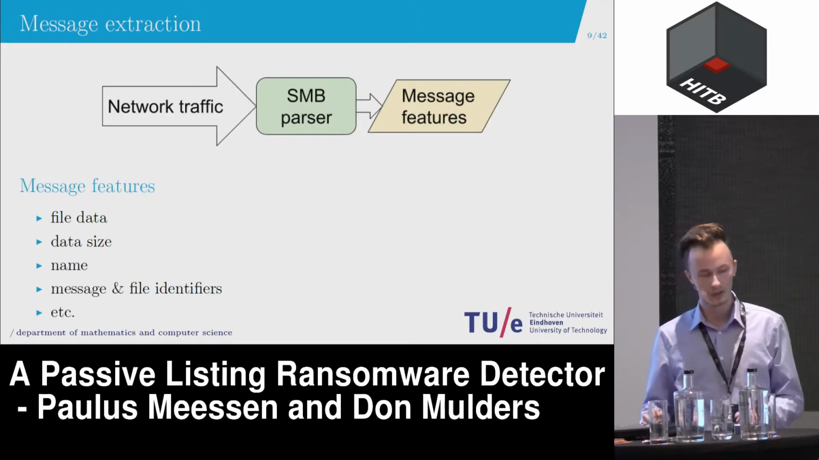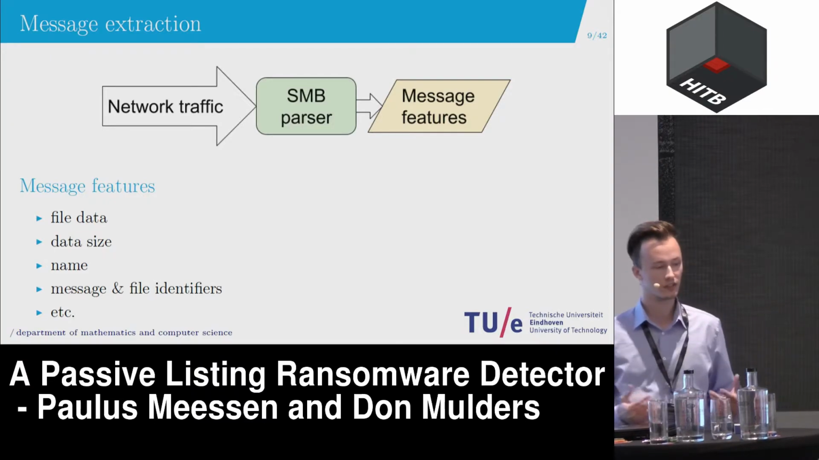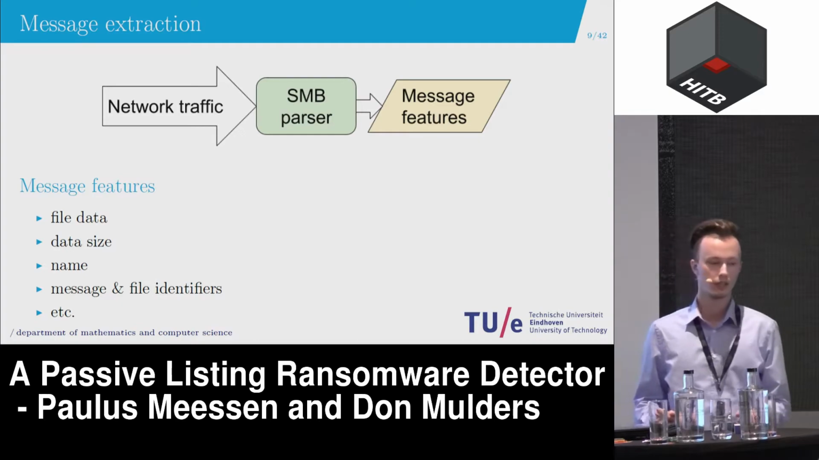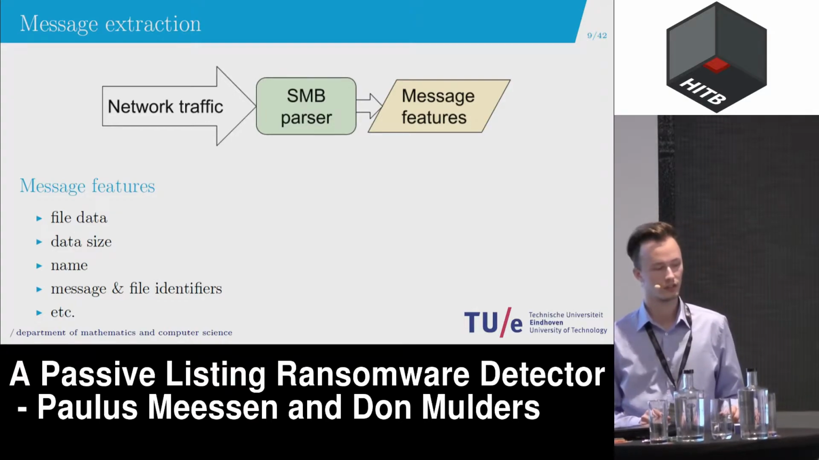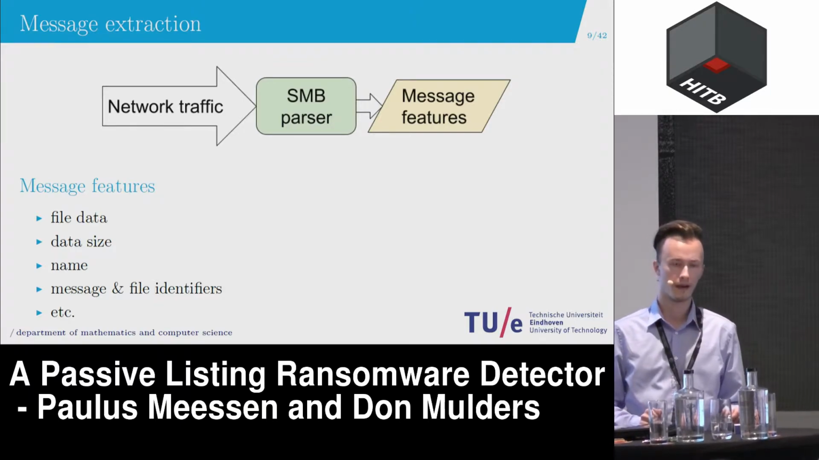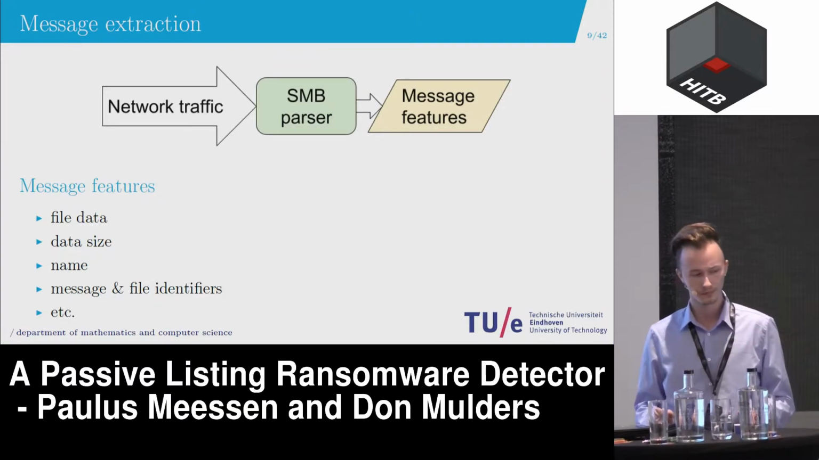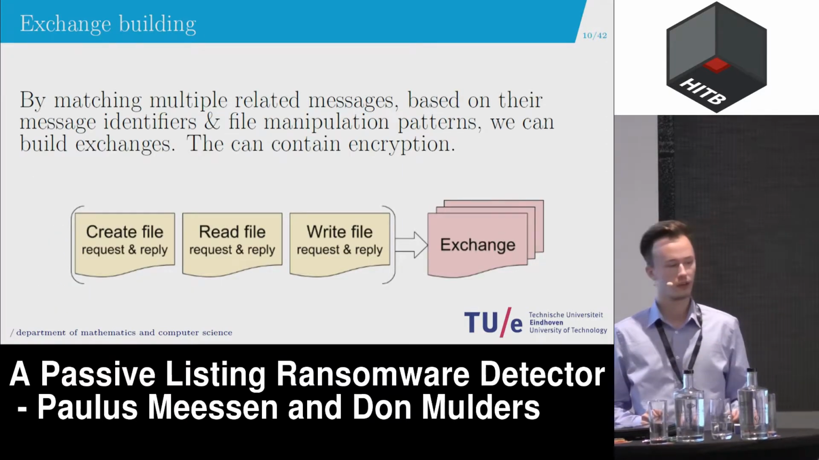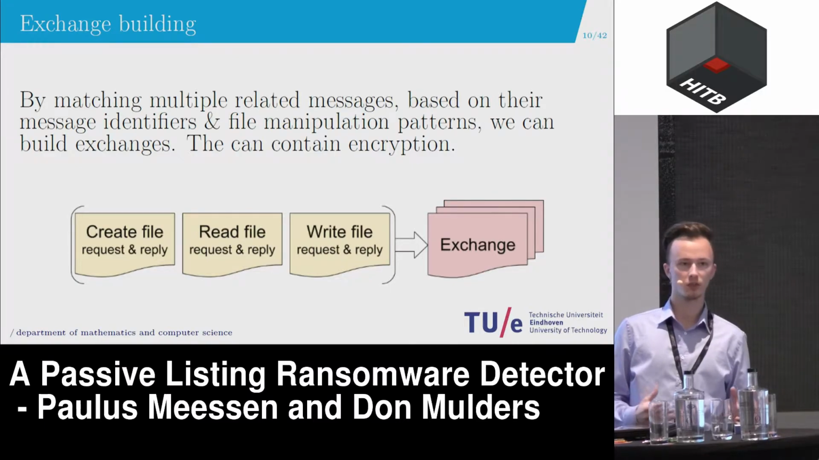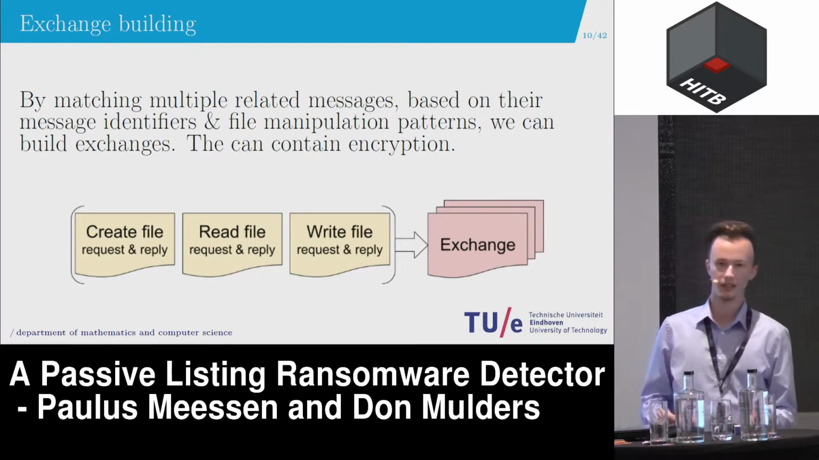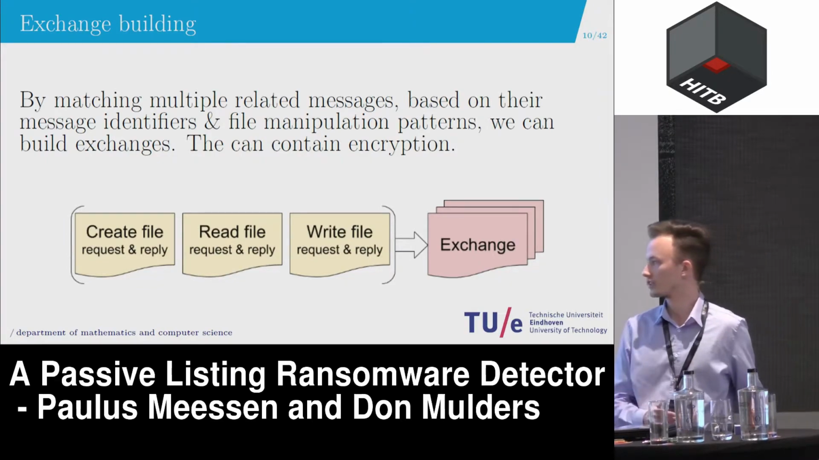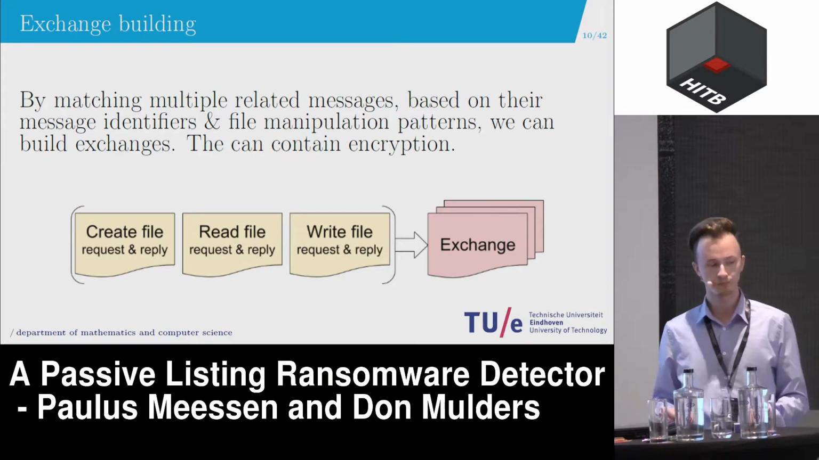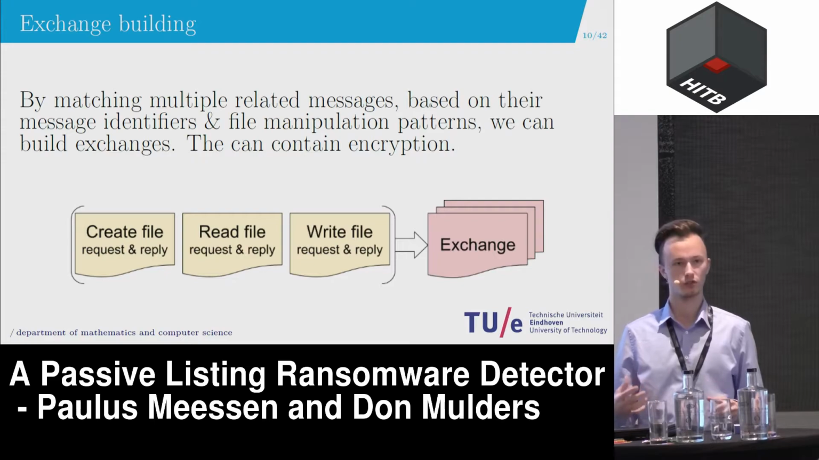So here is our first step. We get some network traffic, we SMB parse it, and we extract some message features, and these features are used to build exchanges and also to detect encryption. These exchanges are basically multiple SMB messages that we link up through message identifiers. Here's a really simple one where we create or open a file, and then someone reads some data, and then it also writes back.